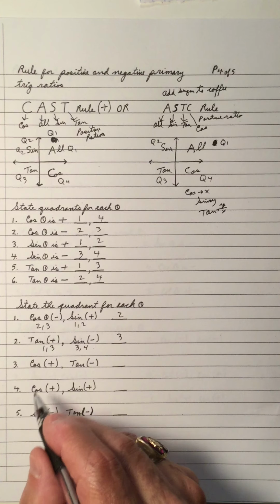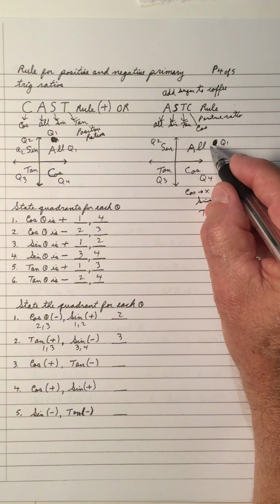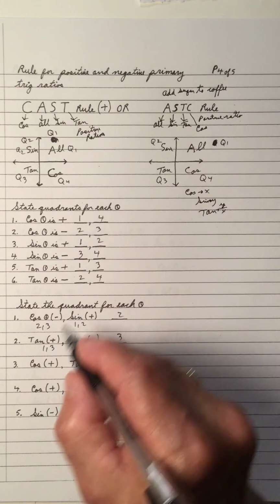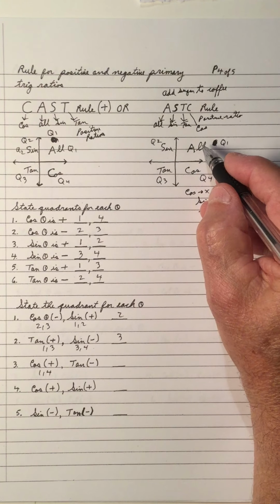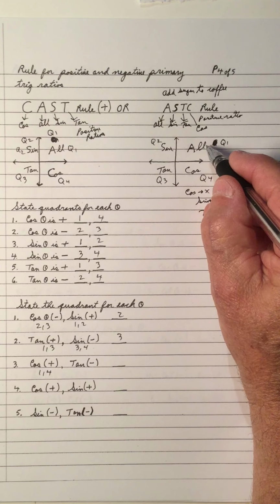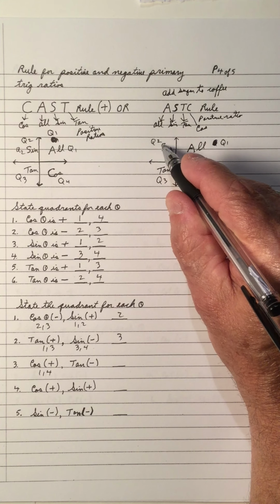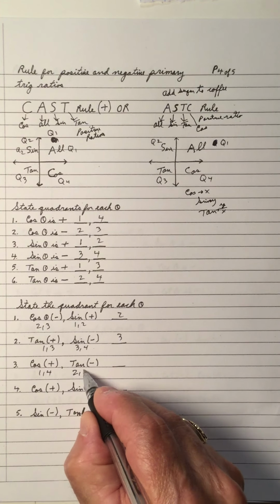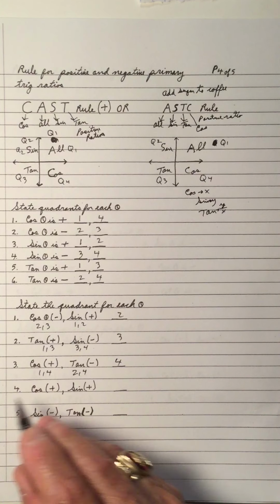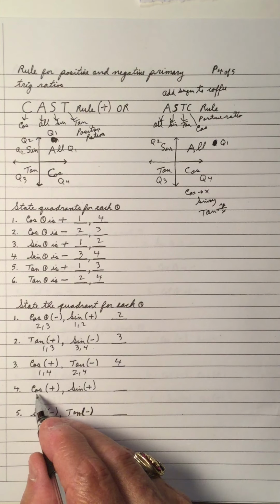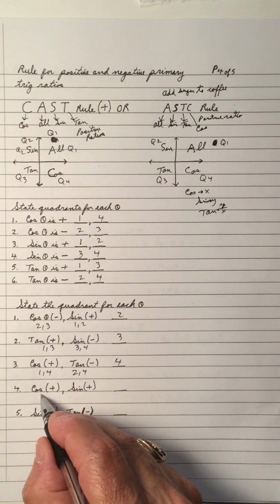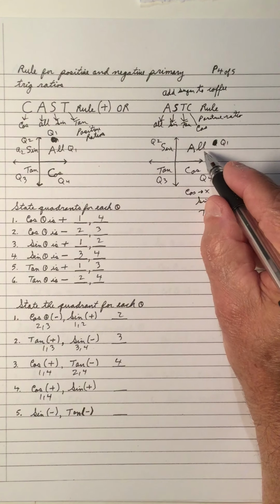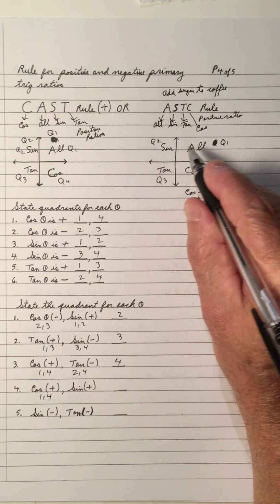3 is the quadrant where both of these are true. Cos is positive in 1 and 4. Tan is positive in 1 and 3, so tan is negative in 2 and 4. 4 is the one repeated. Cos is positive, 1 and 4. Sine is positive, 1 and 2.